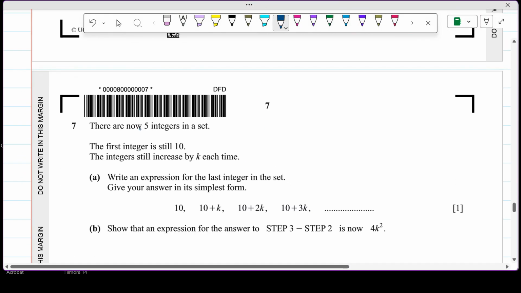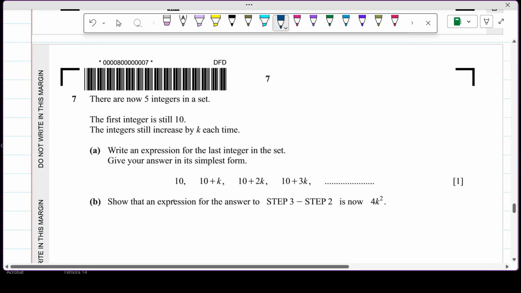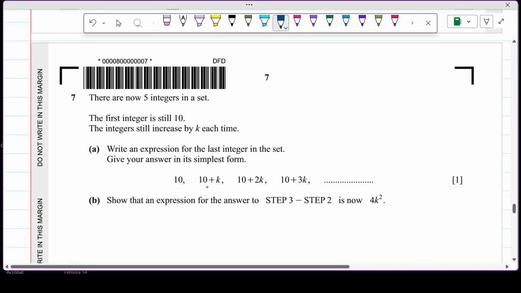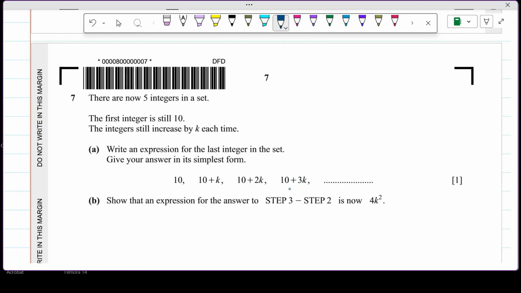Now there are 5 integers in the set. The first integer is still 10. The integer increases by k each time. Write an expression for the last integer in the set. Give your answer in its simplest form. When we increase 10 by k, it will be 10 plus k. When we increase this value by k, it will be 10 plus 2k. When we increase this value by k, it will be 10 plus 3k. When we increase this fourth value by k, it will be 10 plus 4k.